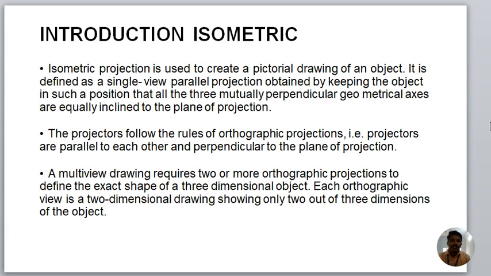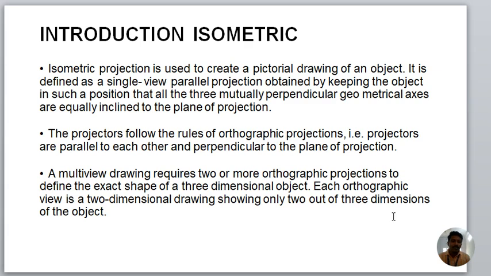A multi-view drawing requires two or more orthographic projections to define the exact shape of the three-dimensional object. It means orthographic projections require two or three views to define the exact shape. Here the mobile's orthographic projection is two-dimensional; it represents the length and width. It means two or more orthographic projections are needed to define the exact shape of the three-dimensional object.